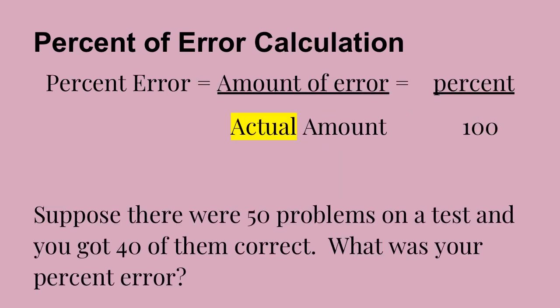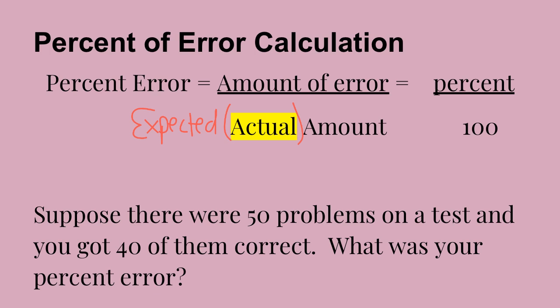So here's the information on your note sheet. We have the percent of error equals the amount of error as your numerator over the actual amount, and I want to add something here. We're going to call this either the expected or the actual amount as your denominator, and then you have percent over 100, and your note sheet already has that change on it. So here's the problem that I typed out for you and gave to you. It says, suppose there were 50 problems on a test and you got 40 of them correct. What was your percent error?